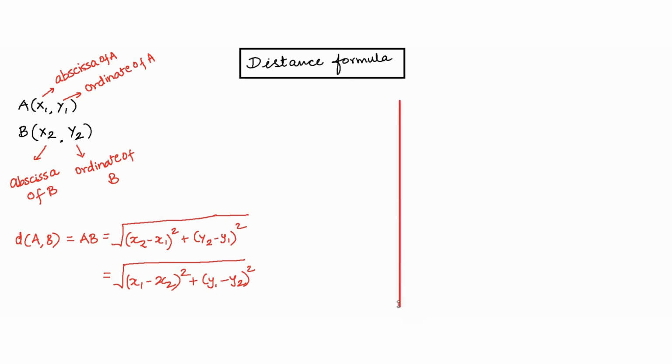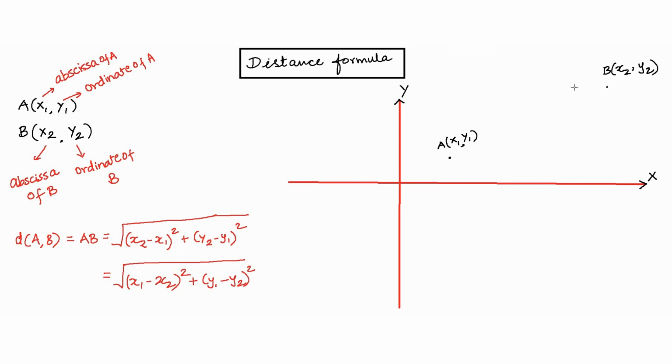Let me draw the coordinate axes. I know that the horizontal axis is called the x-axis and the vertical axis is called the y-axis. Let's assume that I have a point A over here, A of x1, y1, and let there be another point which is B of x2, y2. Now I wish to find the distance between points A and B, that is, I want to find the length of AB.